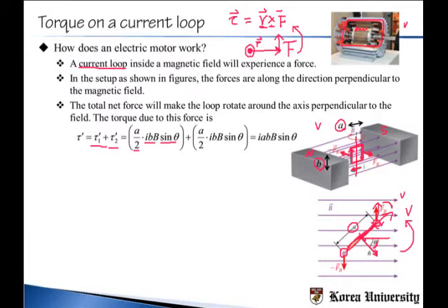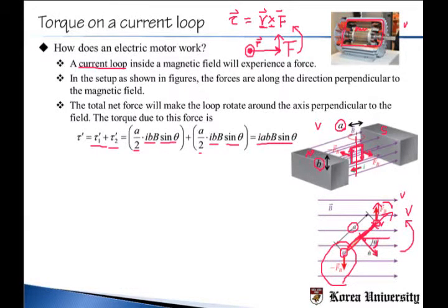And how about the other side? On this side, we already said that the size of this force is the same, the size of this distance is the same, and the angle is the same, right? So they are adding up, and eventually you have this: I multiplied by A, B, the magnetic field, and also sine theta of the angle.